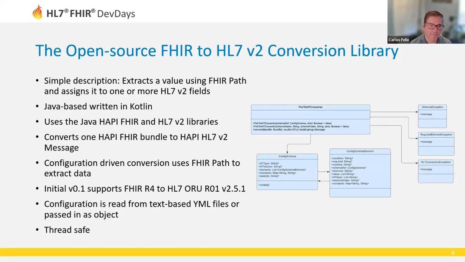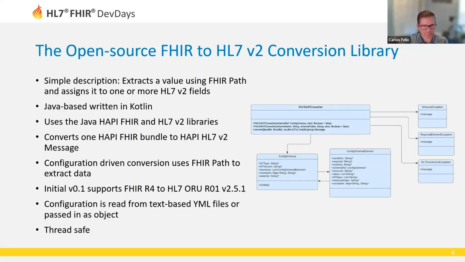Converts one HAPI FHIR bundle to a HAPI HL7v2 message. And it's all configuration driven. Remember I mentioned ReportStream v1 was a lot of hard coding. We made it a point that there should be no hard coding here of any kind. Everything had to be configurable. And I think we were successful with that.